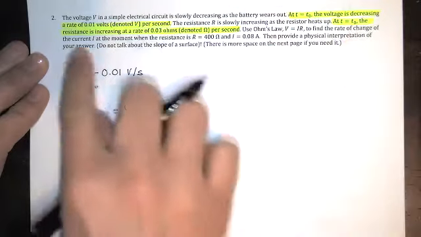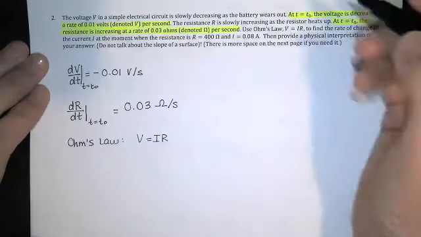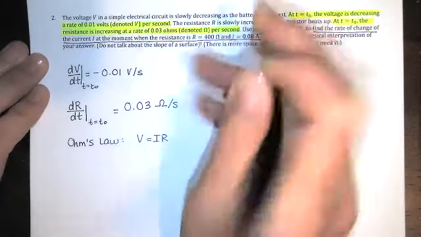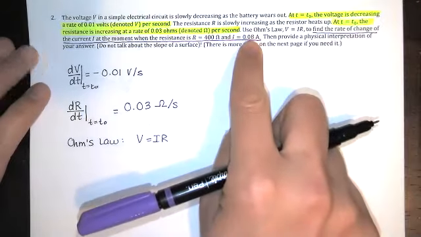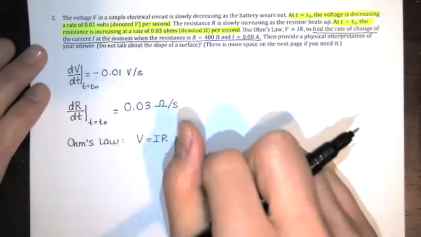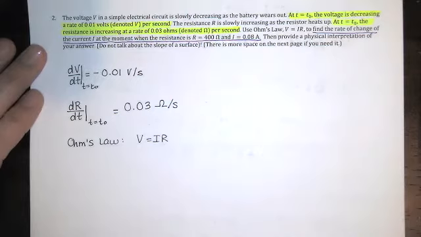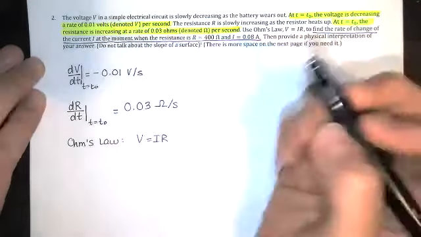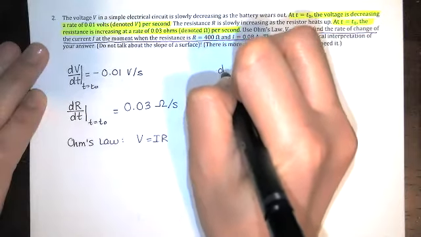To find the rate of change of the current I at a particular instant when the resistance is given by this much and the current is given by that amount. Okay, and then we want a physical interpretation. So I want the rate of change of the current I, that means I want dI/dt.